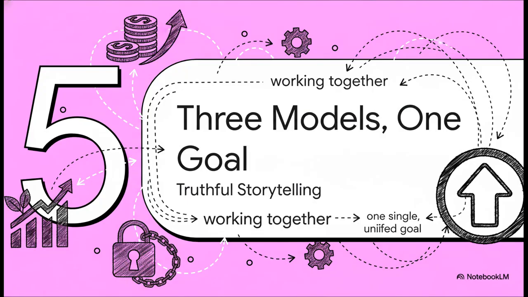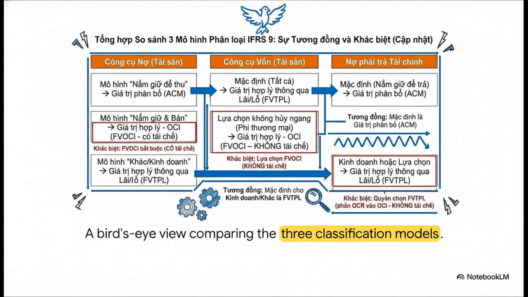All right, let's zoom back out for a second. We've just walked through 3 distinct models, one for debt assets, one for equity assets, and one for liabilities. They might seem different, but they are all carefully designed to work together, all pushing toward that one single unified goal, telling a more useful and truthful financial story. This summary chart here gives us a fantastic bird's-eye view of the whole system. Now, notice how for all 3 categories, if something is held for trading, it defaults to the same place, fair value through profit or loss.